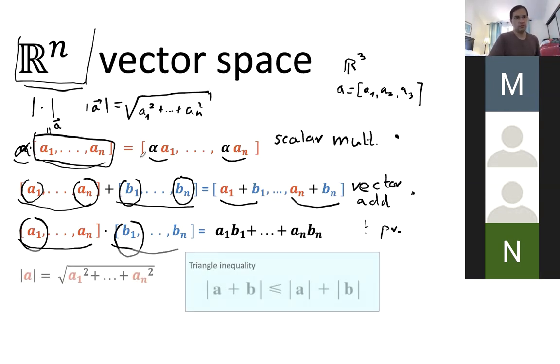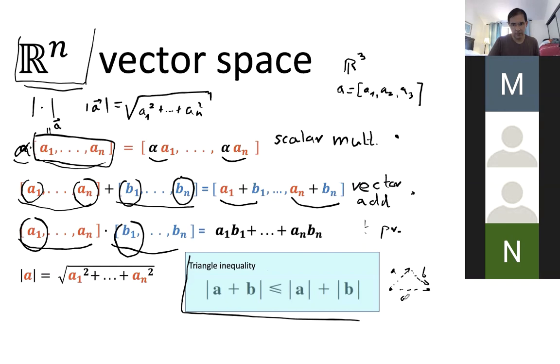And we have this triangle inequality, which says that the length of A plus B is less than or equal to the length of A plus the length of B. Think of this as a triangle inequality, because if you have a triangle, so maybe this is one vector, this is A, and that would be B. So this is A plus B. So the length of A plus B is going to be less than or equal to the length of this vector plus the length of the other vector.